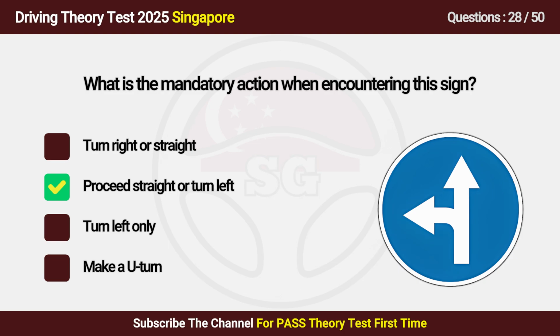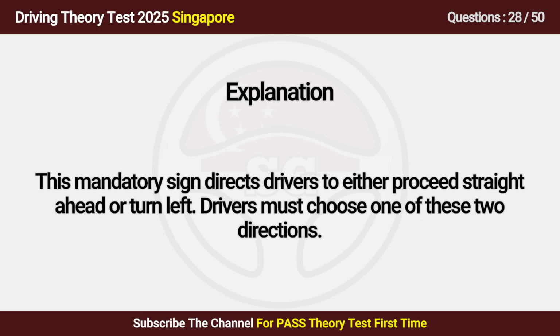Answer is B. Proceed straight or turn left. This mandatory sign directs drivers to either proceed straight ahead or turn left. Drivers must choose one of these two directions.